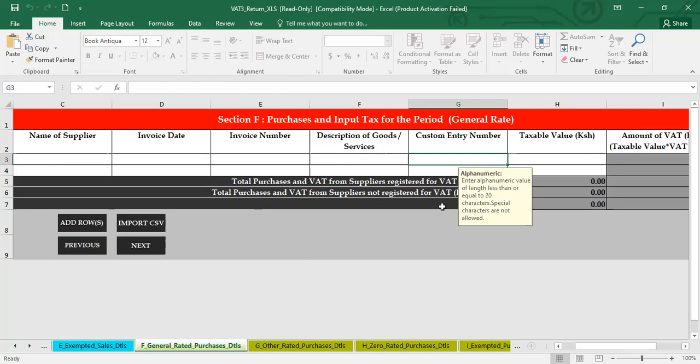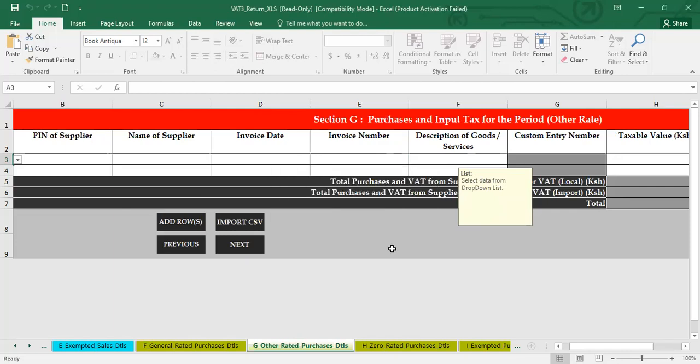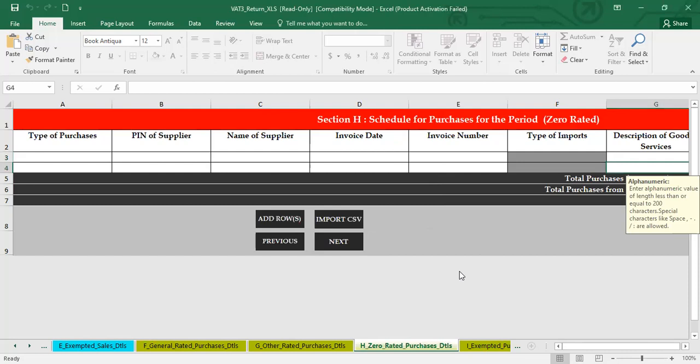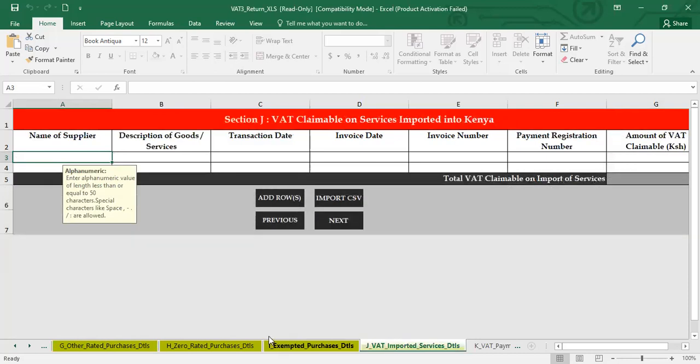Move to the other tabs. Go to VAT services, imported services. That one? Yeah, this one. What goes on here?